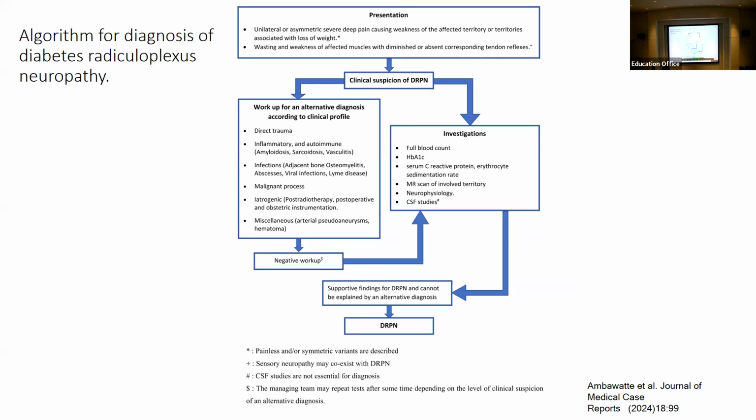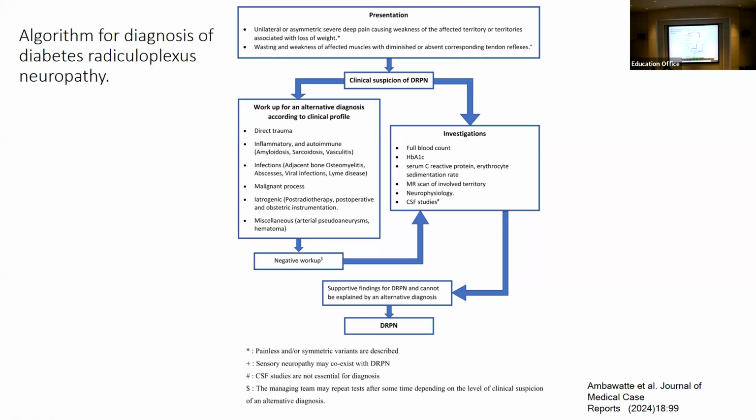So this is the algorithm showing how to diagnose diabetic radiculoplexus neuropathy, which has become very popular recently after 2 case reports. Basically it's what we talked about earlier. If you see those warning signs or typical signs, and you have clinical suspicion for DRPN, you're going to go down 2 different pathways.